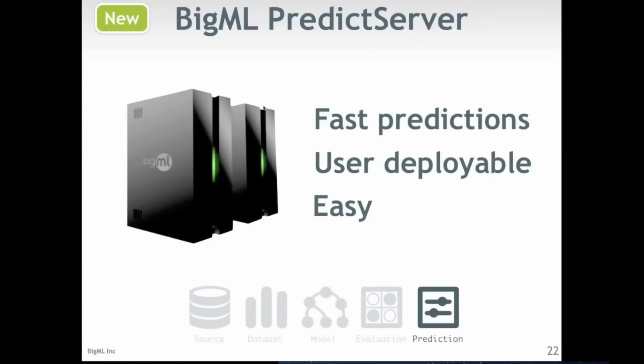Next, we have the BigML Predict server. What does it do? It makes predictions fast, really fast. It's the perfect solution when you need to score millions or more instances or make near real-time predictions for an integrated application. Let's take a closer look at how that works.